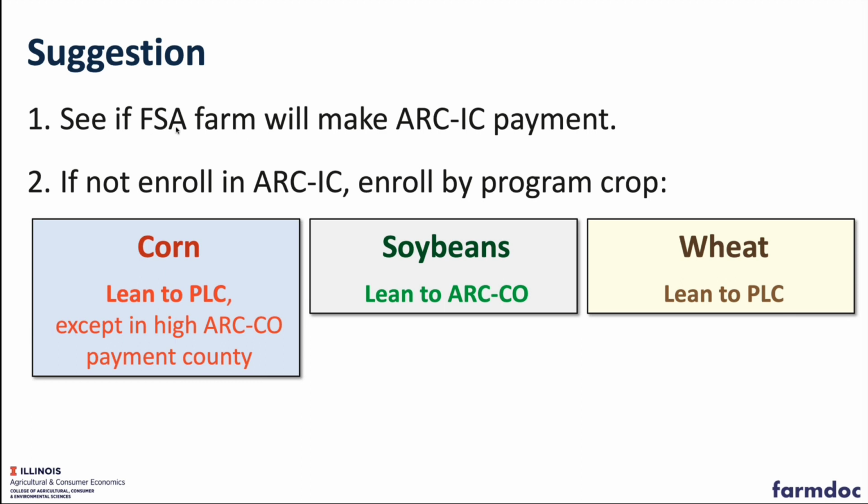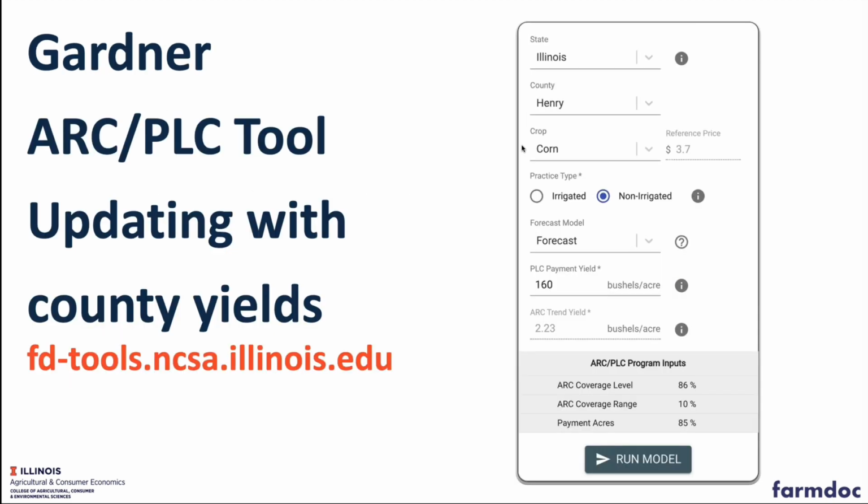Another thing we're going to suggest you do is see if your FSA farm will make an ARC IC payment. And yes, we had this question about ARC IC. If you choose ARC IC for one FSA farm, the decision is applied to both corn and soybeans, if you have base acres of both of those crops on that FSA farm, then it applies.